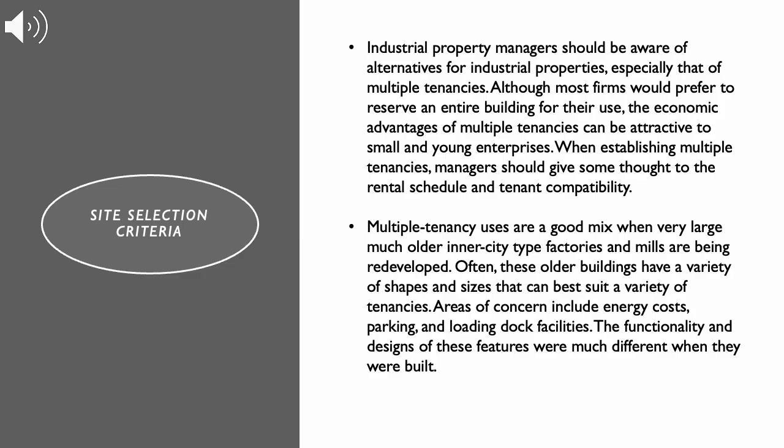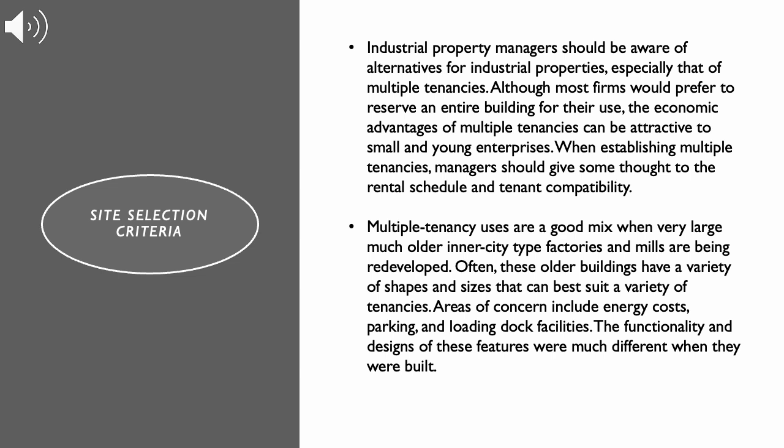Site selection criteria. Industrial property managers should be aware of alternatives for industrial properties, especially that of multiple tenancies. Although most firms would prefer to reserve an entire building for their use, the economic advantages of multiple tenancies can be attractive to small and young enterprises. When establishing multiple tenancies, managers should give some thought to the rental schedule and tenant compatibility. Multiple tenancy uses are a good mix when very large, much older inner-city type factories and mills are being redeveloped. Often these older buildings have a variety of shapes and sizes that can best suit a variety of tenancies.